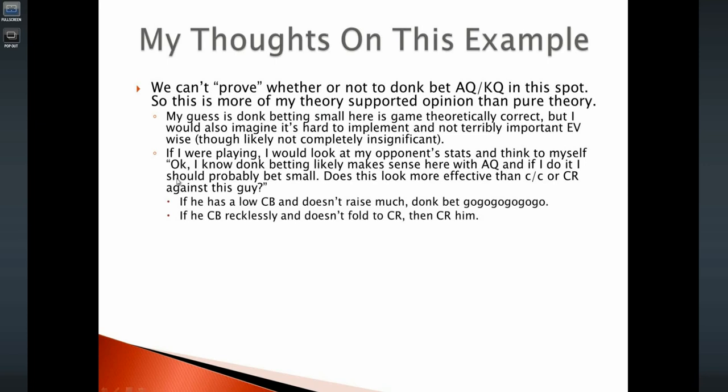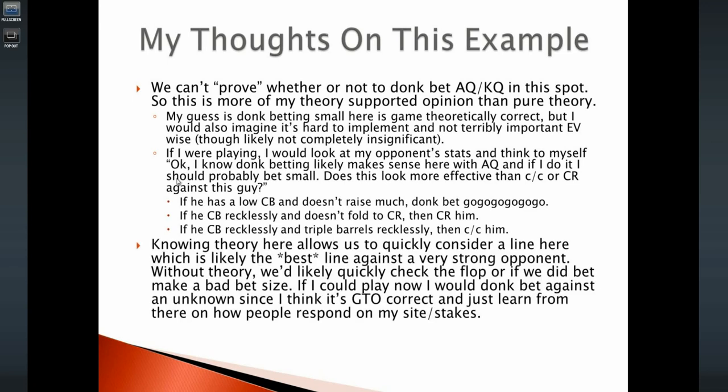If he c-bets recklessly and doesn't fold to check raises, then I'm probably going to check raise him with ace-queen, because he still just doesn't have me beat all that often, right? It was 6% of the time on the flop, so he's going to have a hell of a time if I check raise him aggressively and he's c-betting too much. If he c-bets recklessly and triple barrels recklessly, then I'll just check call him, because I'm not that worried about giving free cards. So you can see all three of these options can make sense, and you can easily go either way to exploit your opponent.